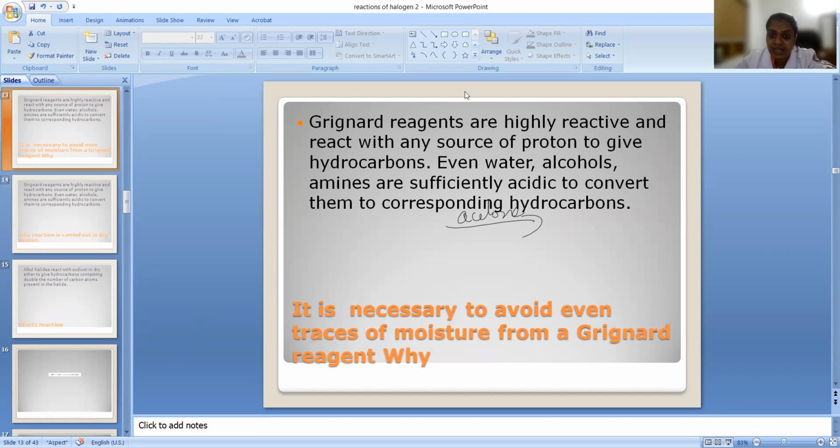Because if traces of water are present, what will happen? The Grignard reagent is highly reactive, so it will react with the proton immediately and form the corresponding hydrocarbon. Very important question: why can we not conduct this reaction in the presence of traces of water? Because Grignard reagents are highly reactive and react with any source of proton to give the corresponding hydrocarbon. Even water, alcohol and amines are sufficiently acidic. Acidic means they give H plus ion easily, converting the Grignard reagent to the corresponding hydrocarbon. Understand?